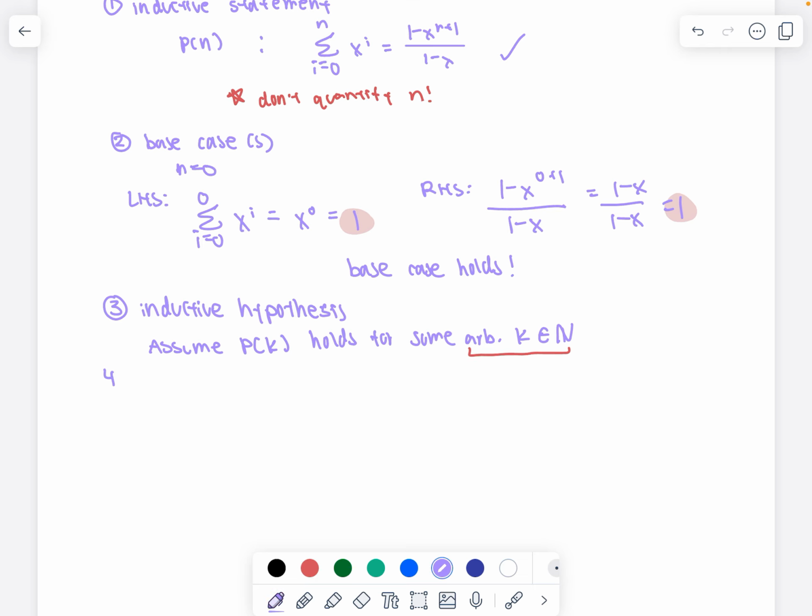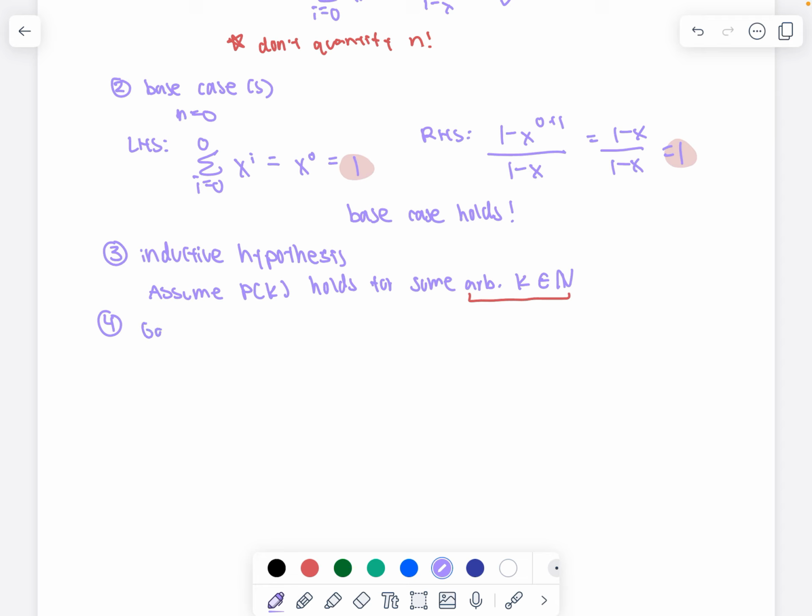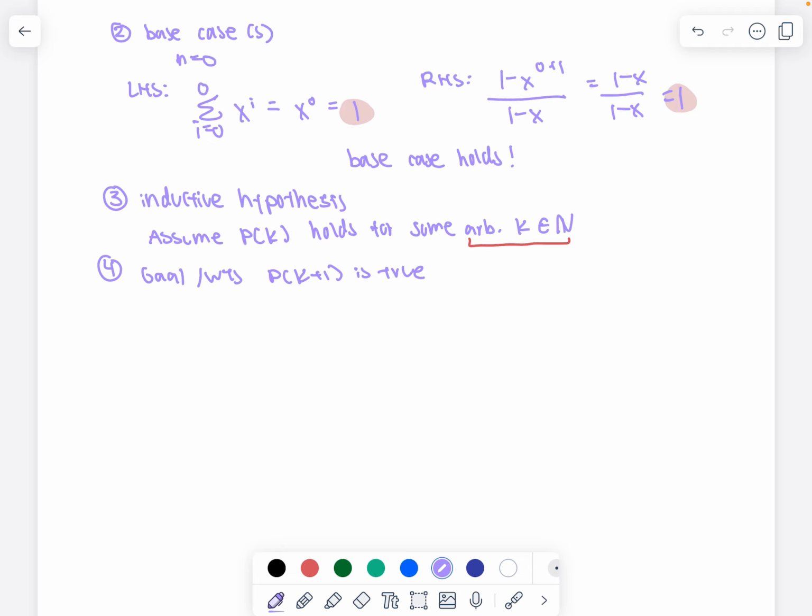Okay, and then lastly, most importantly, we have our inductive step. In our inductive step, what we want to show is that P of k plus 1 is true. And at some point, we're going to want to apply our inductive hypothesis to help us along this process. So what exactly does it mean to show that P of k plus 1 is true?